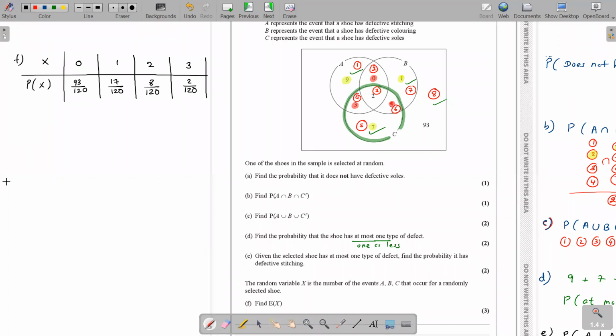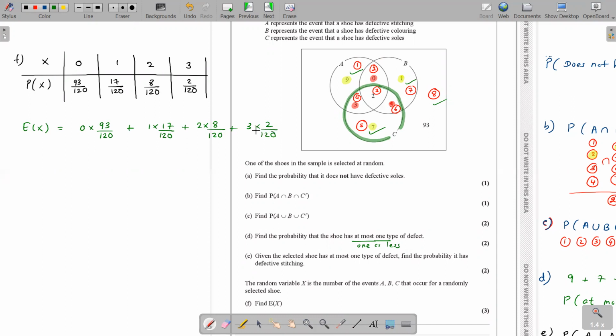Now you can find what? EX. So how do we find EX? EX is what? You multiply the x with the probability of x. So x is 0, multiply with the probability 93 over 120, plus 1 times 17 over 120, plus 2 times 8 over 120, plus 3 times 2 over 120.